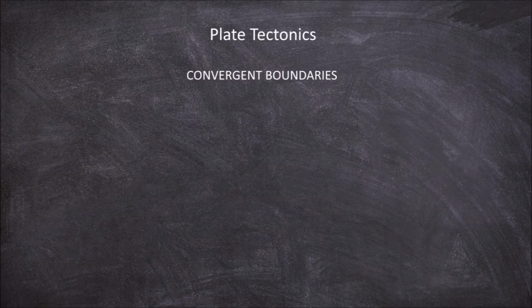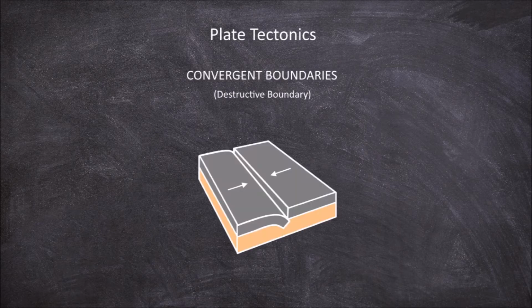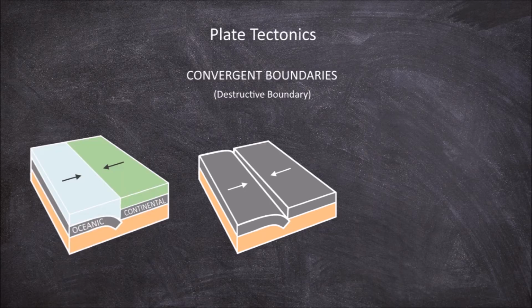Convergent boundaries, also known as destructive boundaries, are when the two plates are sliding towards each other. When we have convergent boundaries between a continental plate and an oceanic plate, the oceanic plate is less dense than the continental plate, so it gets pushed under the continental plate, forming a subduction zone. Trenches are also formed at subduction zones, and earthquakes are common as the subducted plate moves down.